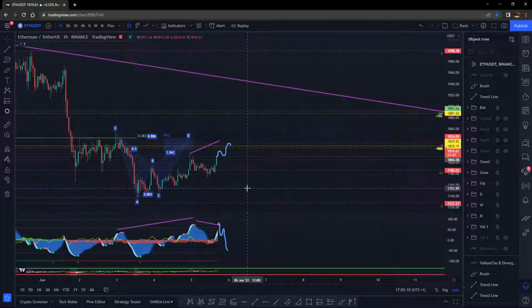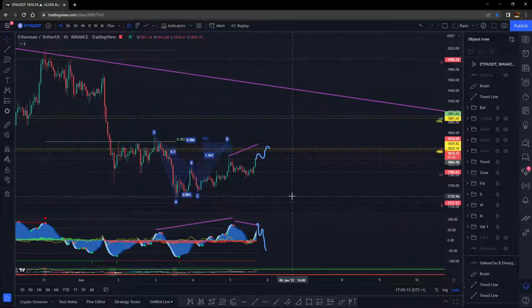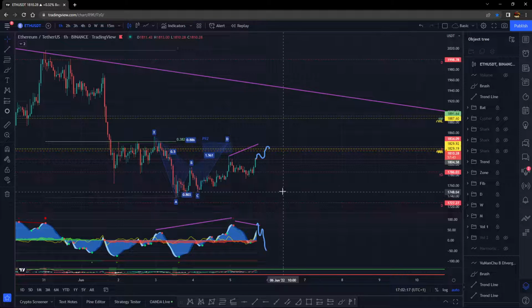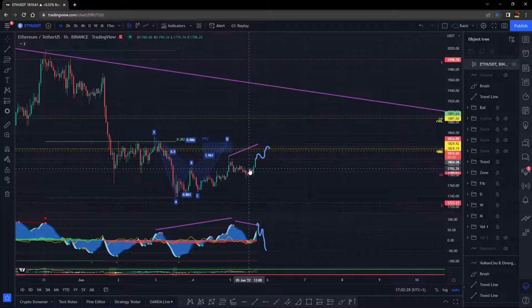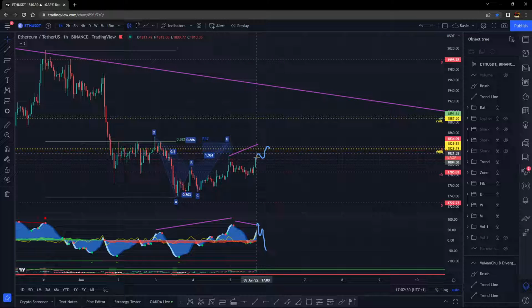So this is just a trade I've been looking at. But because there's bullish divergence on the daily and bullish divergence on the ETH BTC chart, it could be that ETH's pretty strong. So you'd have to make sure you get these divergences.